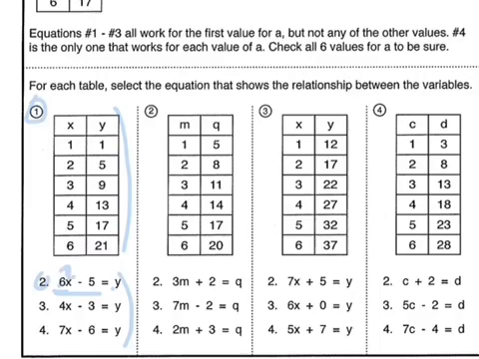If we plug a 2 in here, 6 times 2 is 12. 12 minus 5 is 7. When I plug in a 2, I get 7 over here. So that's not going to work.